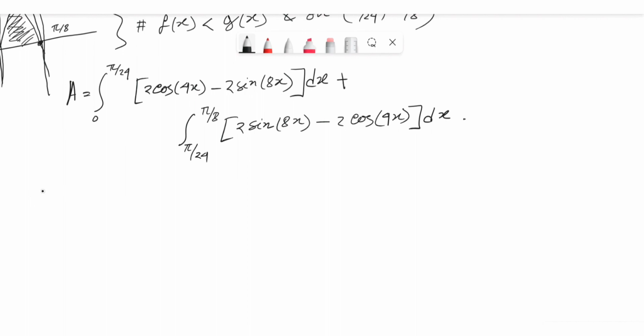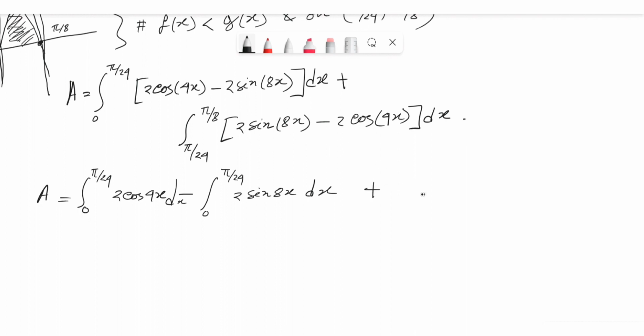From this, we can write this as the integral from 0 to pi by 24 of 2 cos 4x dx, minus the integral from 0 to pi by 24 of 2 sin 8x dx, plus the integral from pi by 24 to pi by 8 of 2 sin 8x dx, minus the integral from pi by 24 to pi by 8 of 2 cos 4x dx.